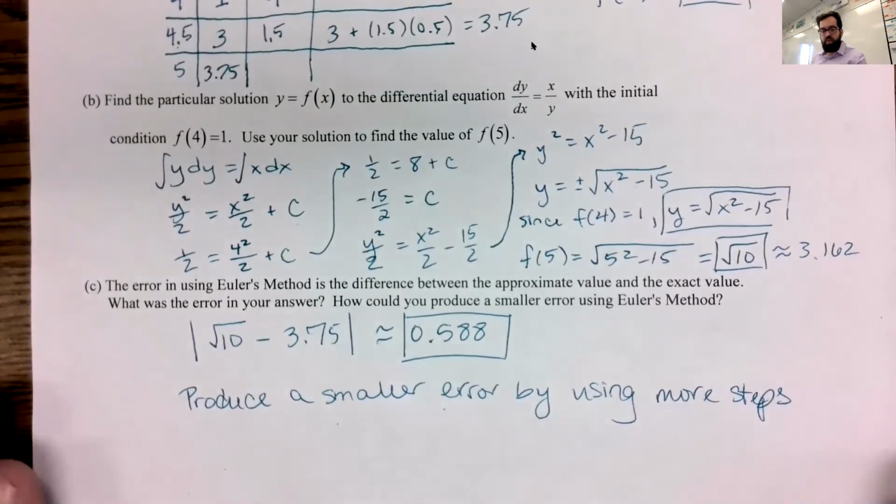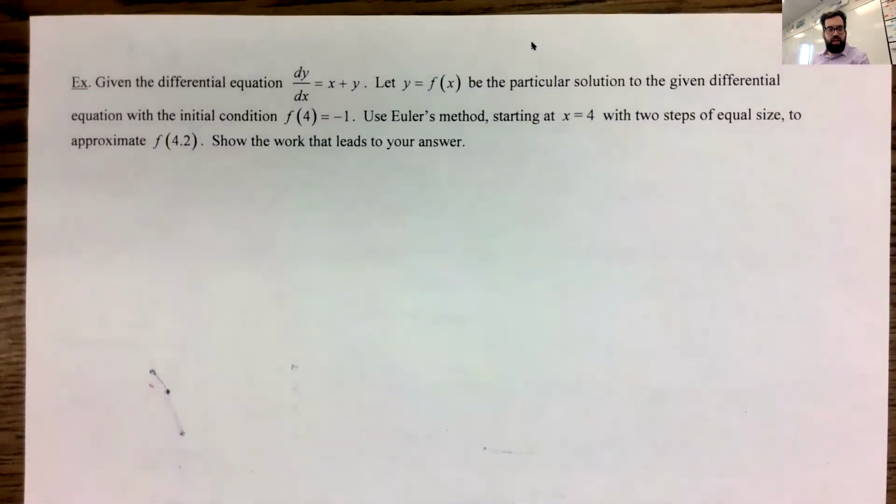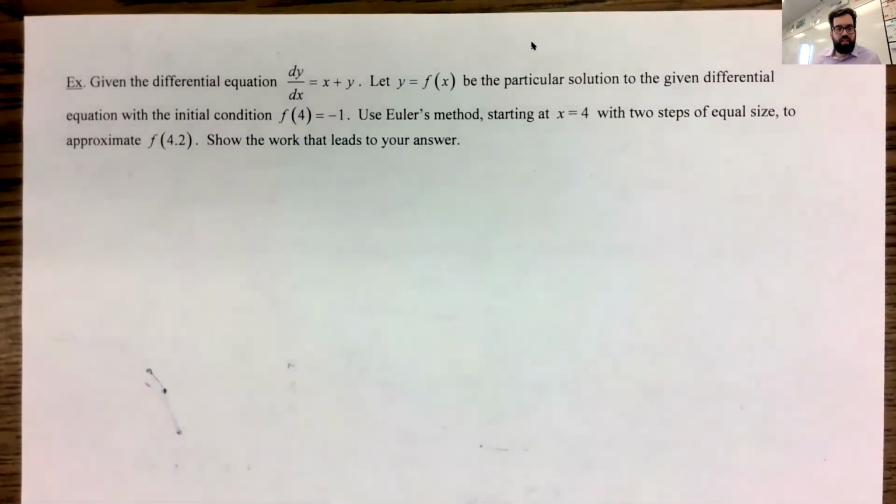All right, we got 2 more examples to go, so let's keep going. Next question. Given the differential equation dy/dx equals x plus y, let y equals f of x be the particular solution to the given differential equation with the initial condition f of 4 equals -1.